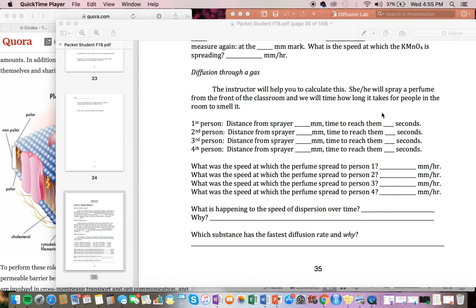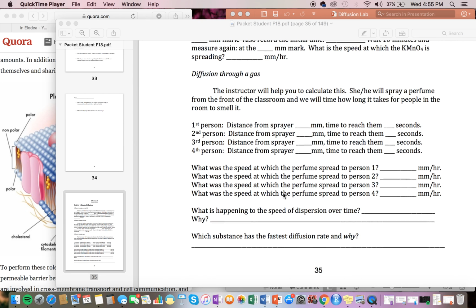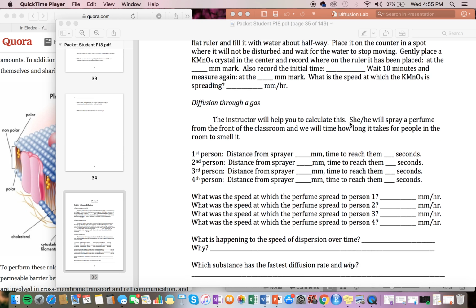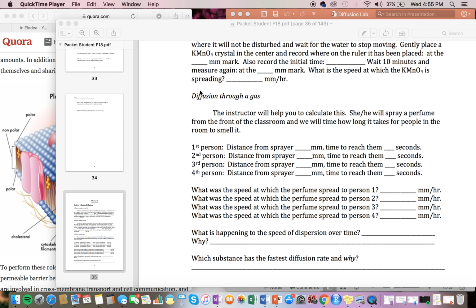So for the beginning of lab, we started out by testing diffusion through a gas. And diffusion, as we know, is the movement of molecules from a high concentration to a low concentration. And we saw that. So when I sprayed the perfume, it was initially at a very high concentration. Those of you who are closest to me could definitely tell because it smelled a lot. You could tell it was really, really potent. And so as we went to the next students, that concentration decreased.